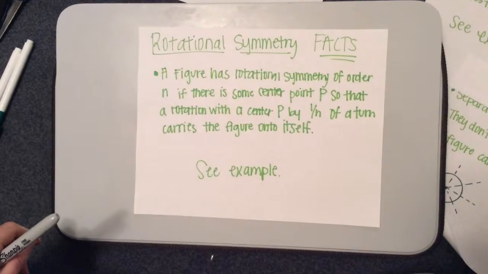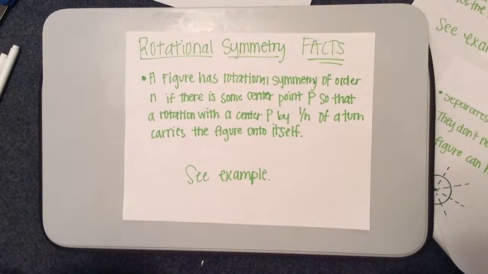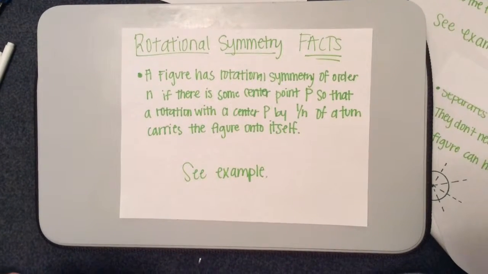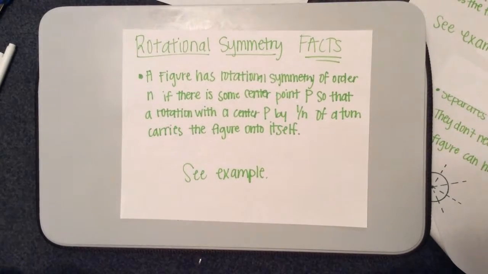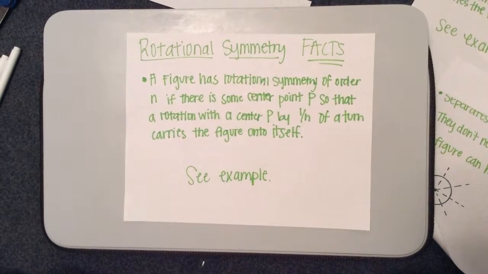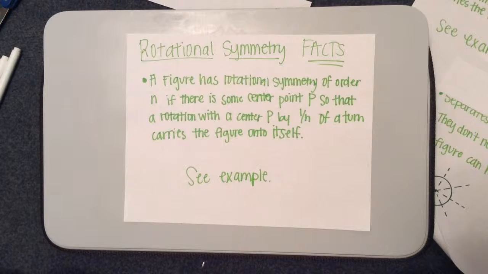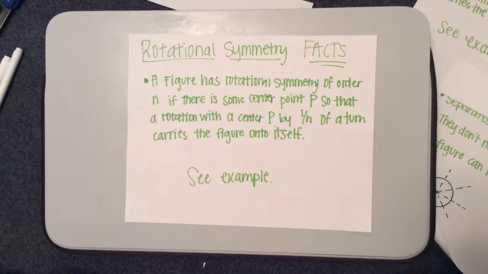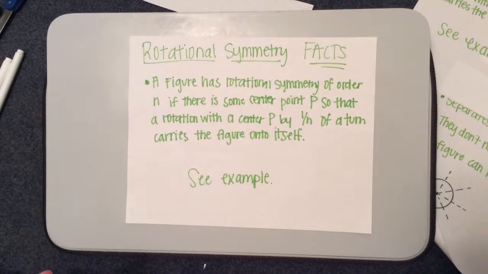Rotational symmetry. Rotational symmetry facts, or the definition of rotational symmetry. A figure has rotational symmetry of order n if there is some center point P so that a rotation with center P by 1/n of a turn carries the figure onto itself. And I'll show you an example because this definition is quite complicated, but it's actually quite simple once it's explained with a figure.